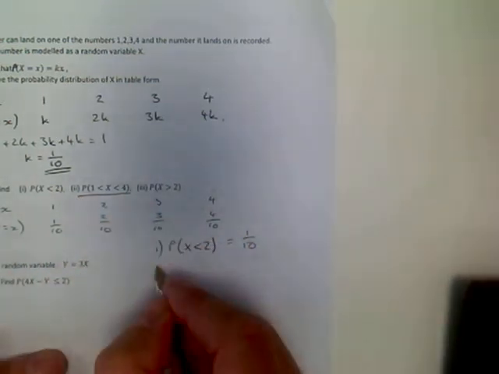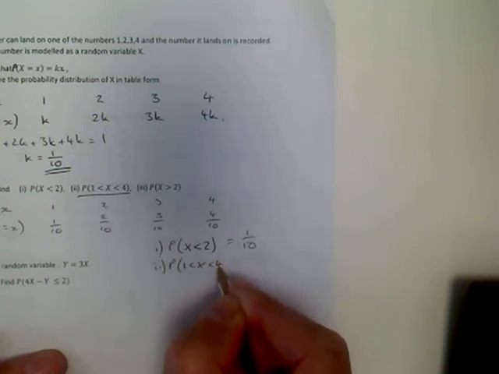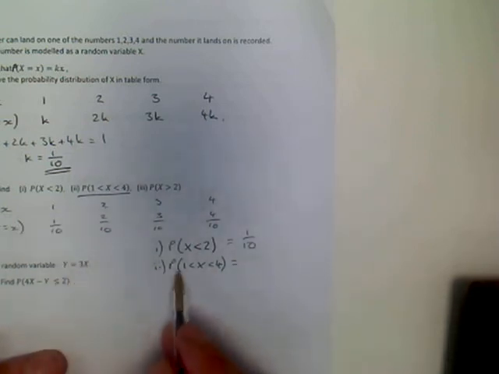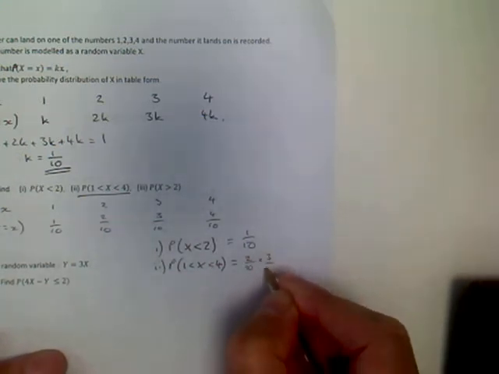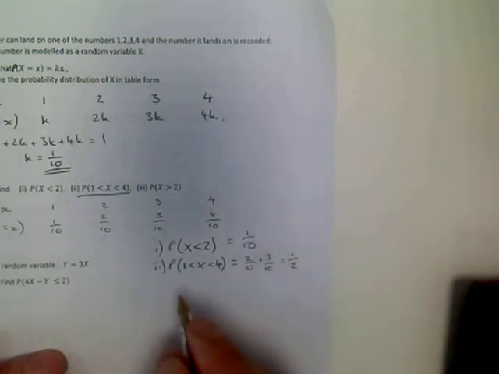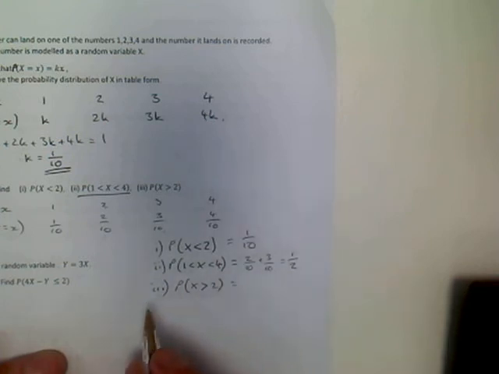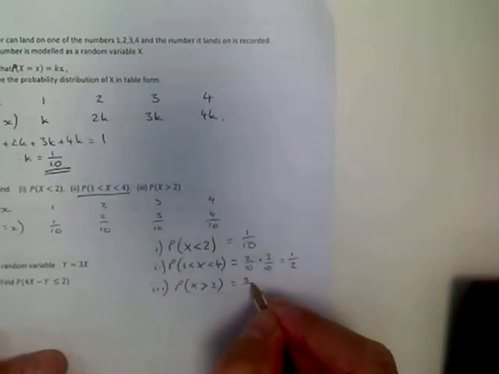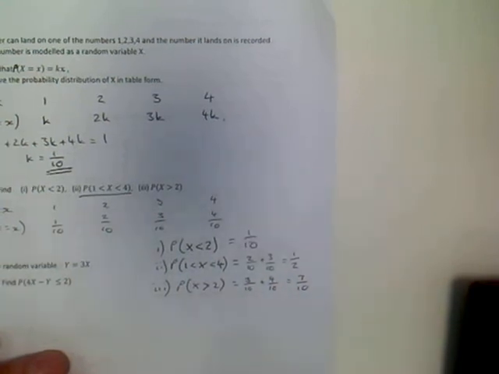Probability of x being between 1 and 4, not including 1 and 4, so it's just these two here, so that's 2 over 10 plus 3 over 10, so that is equal to a half, 5 over 10. And then the probability of x being greater than 2 is 3 and 4, so 3 over 10 plus 4 over 10 equals 7 over 10. Okay.